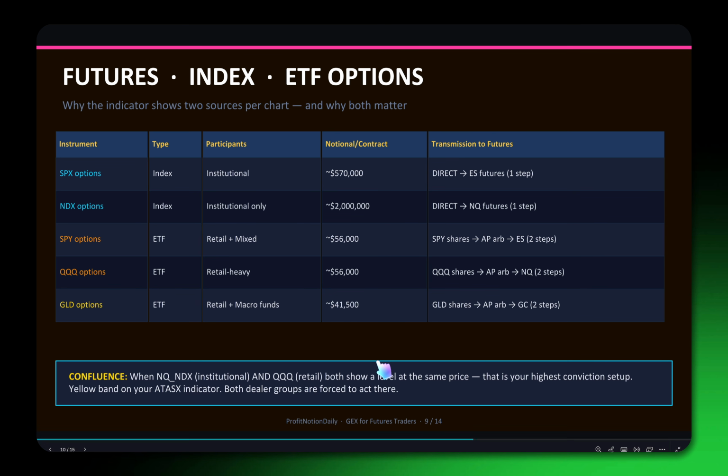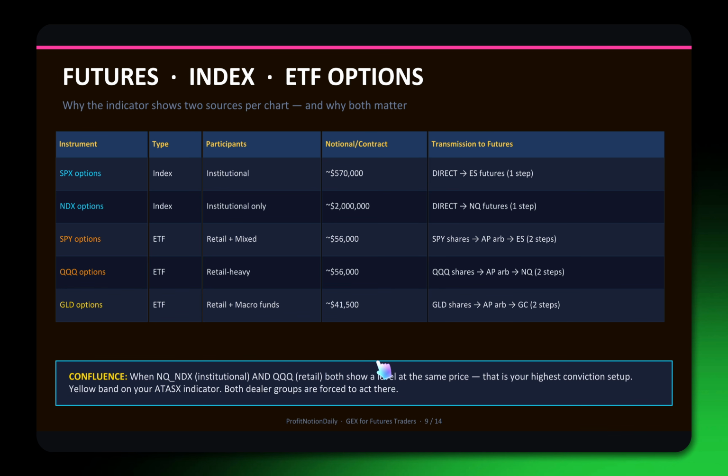And so I put this table together to kind of talk through how futures is influenced by the hedging that happens on the index options, but then also on ETF options. And I went down the rabbit hole a little bit, learned a little bit, but definitely not an expert at all. But I did want to walk through it here.